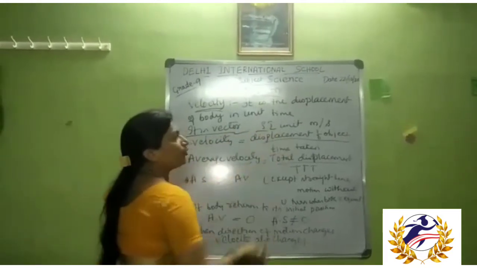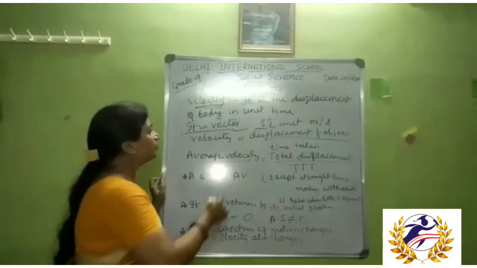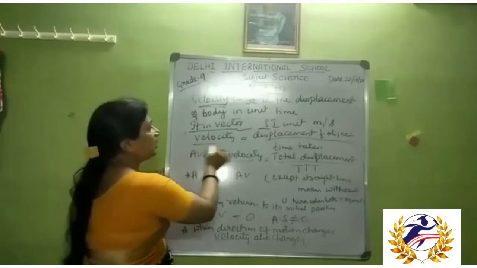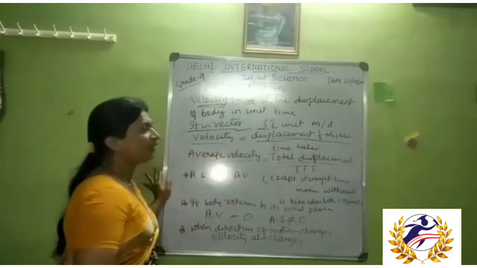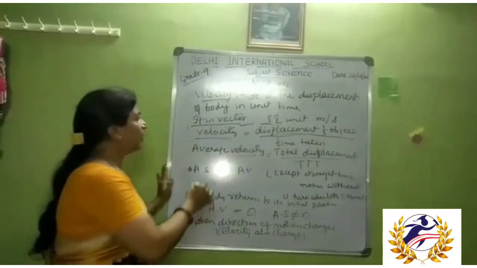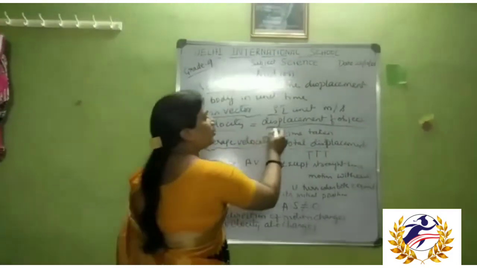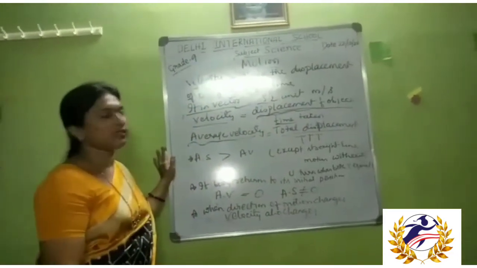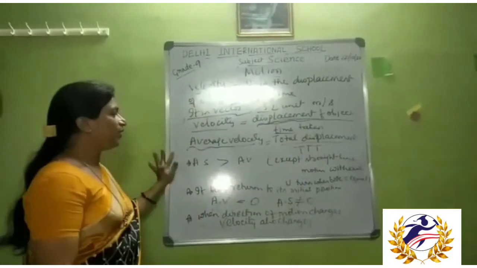The SI unit of velocity is also meter per second. So the SI unit is the same for both speed and velocity. The formula for velocity is the displacement of an object divided by the time taken. In the same way, average velocity is the ratio of the total displacement of the object to the total time taken.